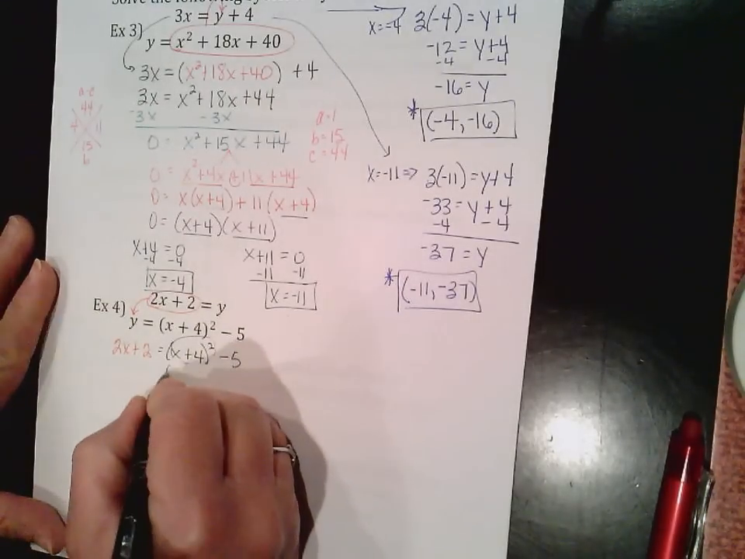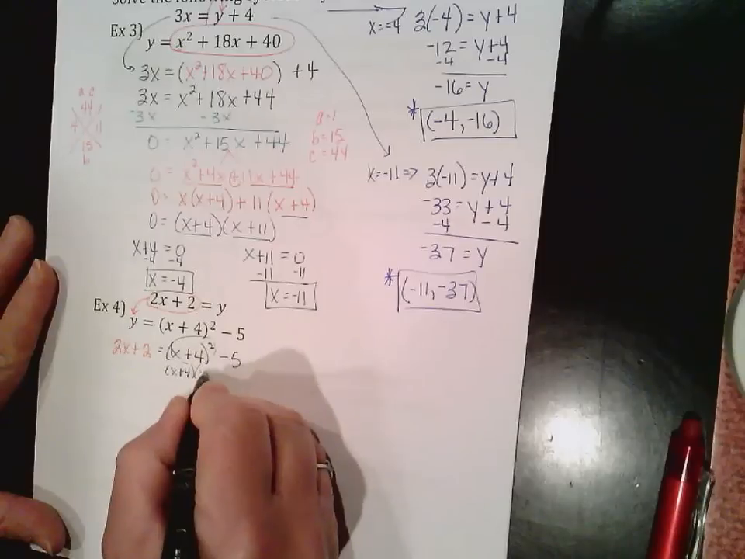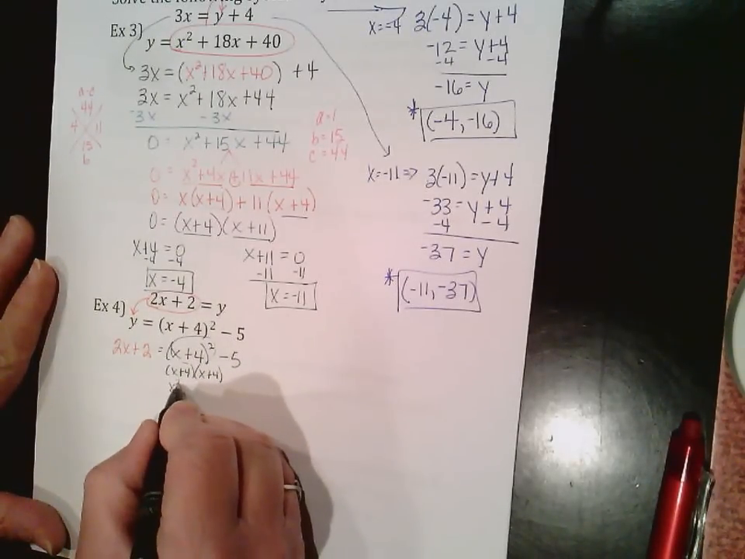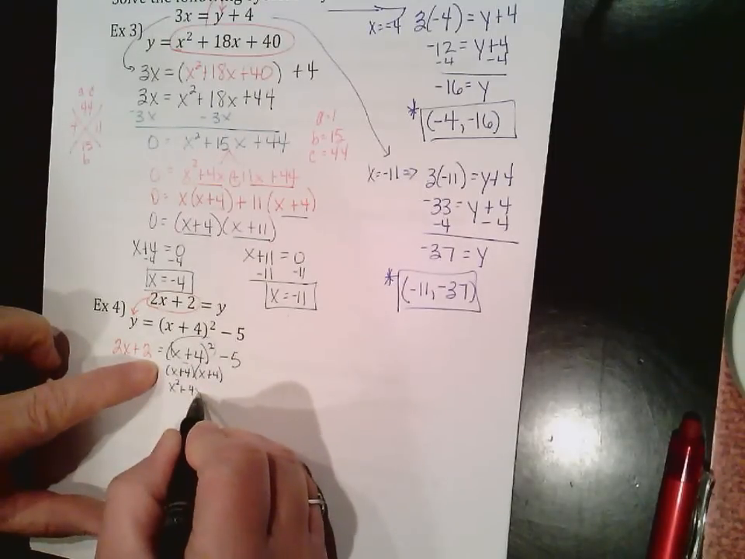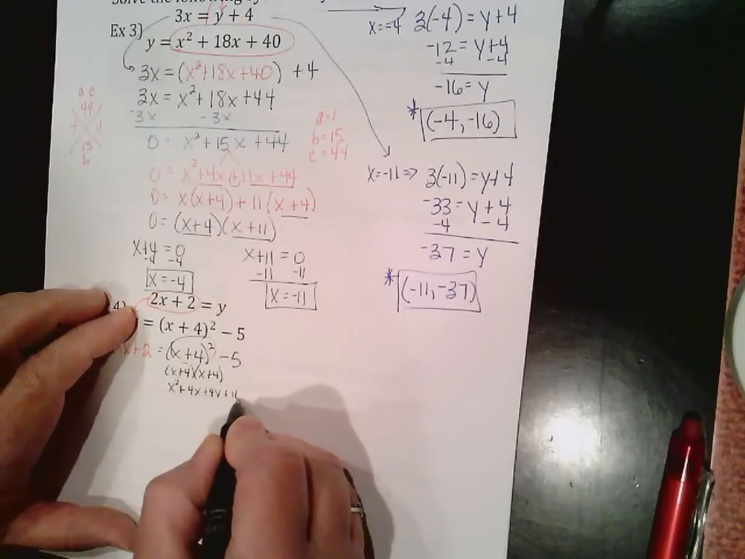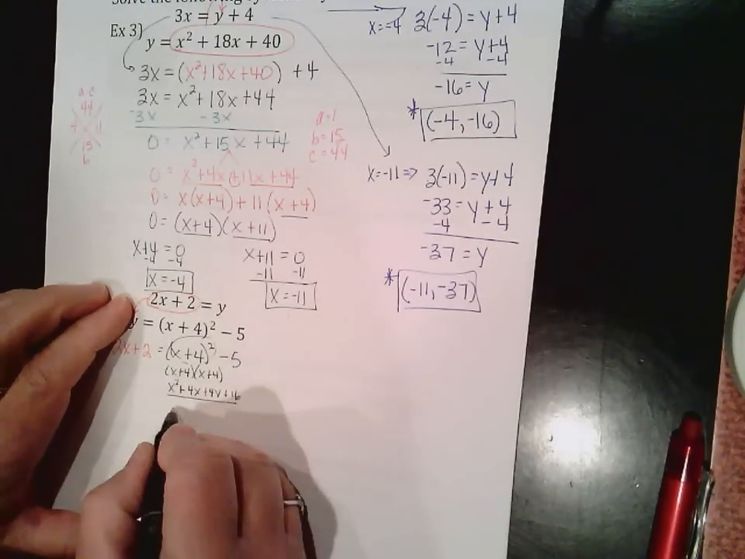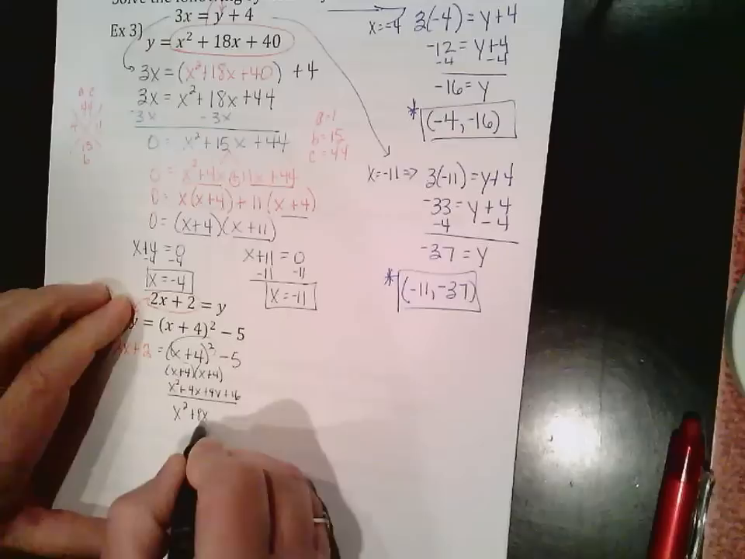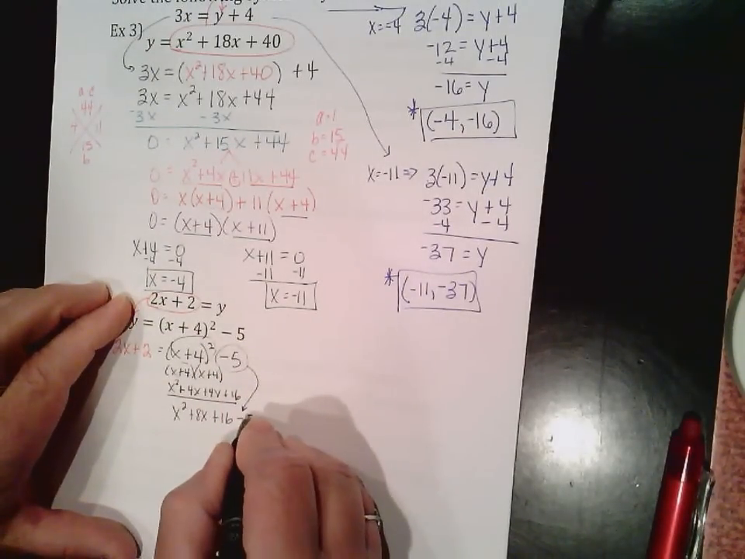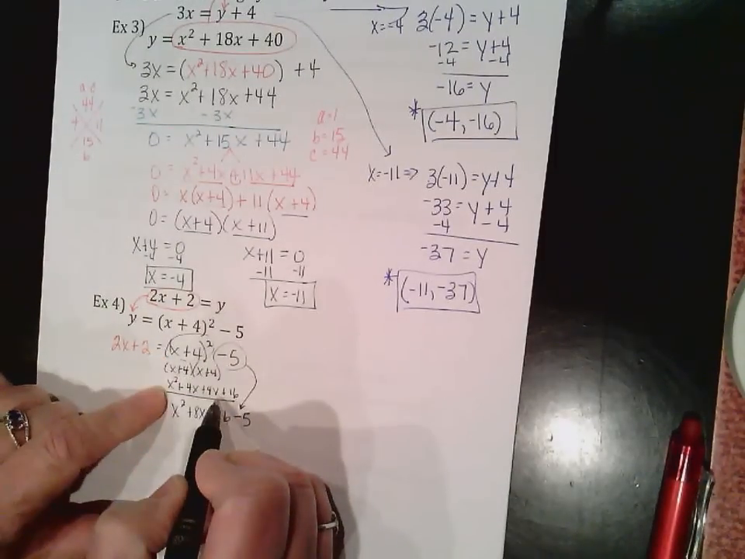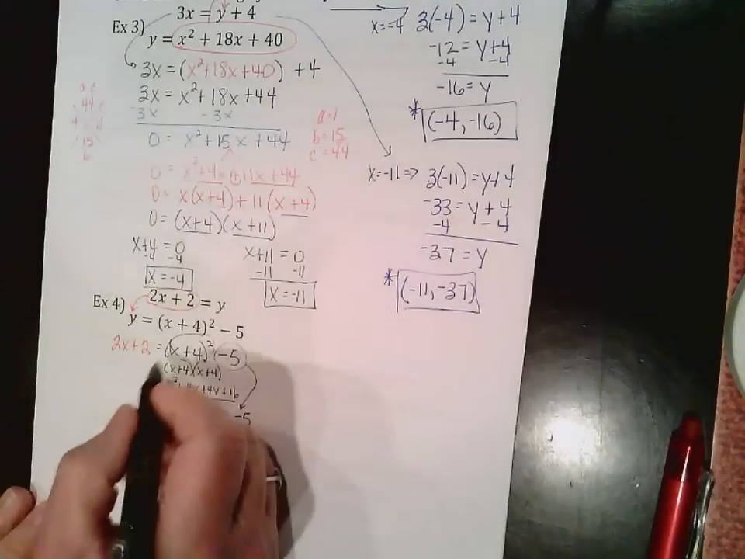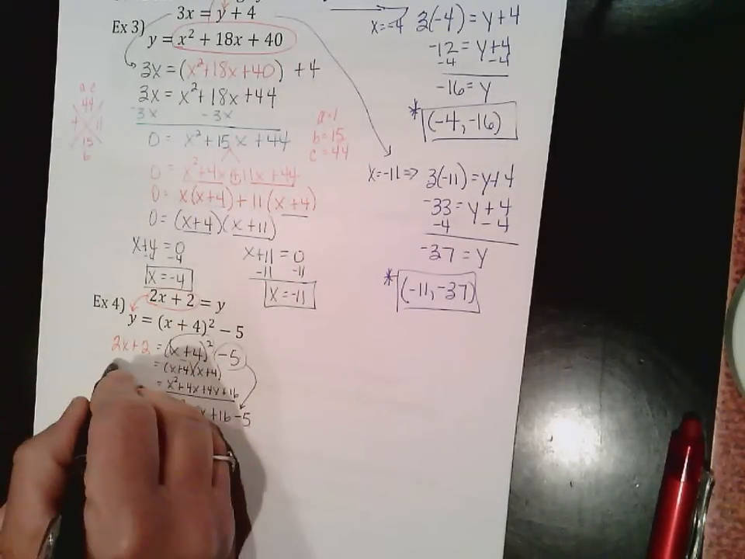When I do that, I've got x plus 4 times x plus 4. I FOIL this. This is x squared. X times 4 is 4x. 4 times x is 4x. And 4 times 4 is 16. So this whole thing is x squared plus 8x plus 16. Don't forget, I still have this minus 5 that's part of this equation also. This is just multiplying out the binomial squared, and then after I get that all worked out, I'm also going to subtract the 5 from that. And don't forget, all along on this side I have 2x plus 2.